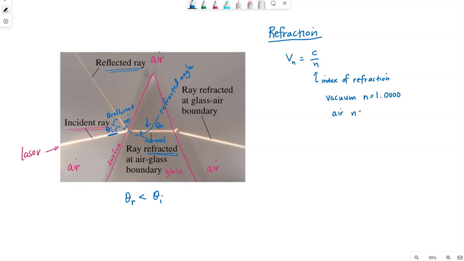Air, index of refraction. I'll grab my test notes, make sure I give you the right number. Air, 1.0003. Index of refraction is a number without any units. It's just the factor by which the speed of light will slow down. Water, for example, N is 1.33. So if we think about the speed of light that enters water, it slows down by a factor of 1.33.